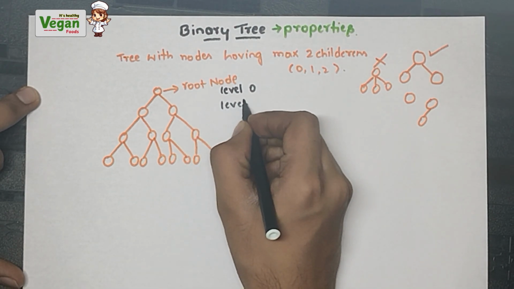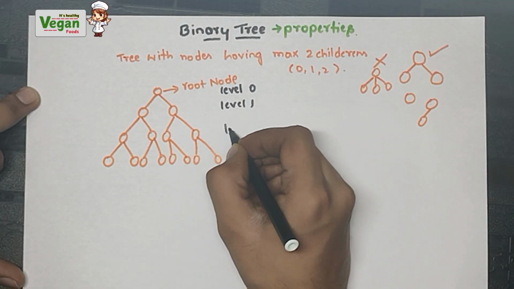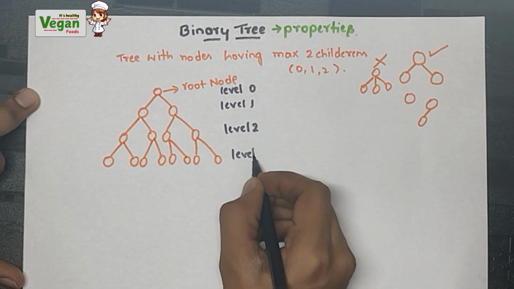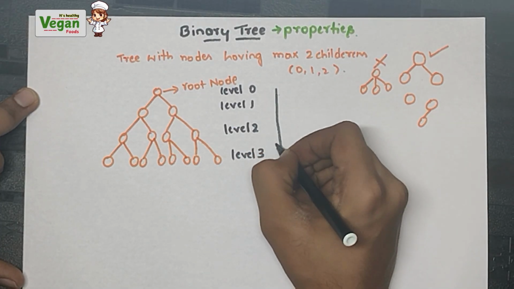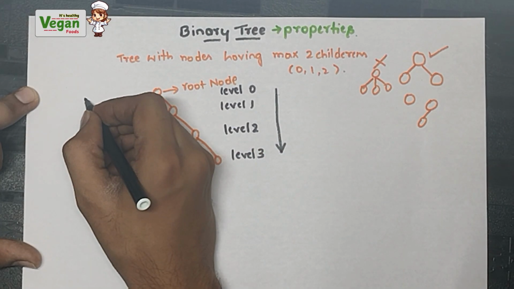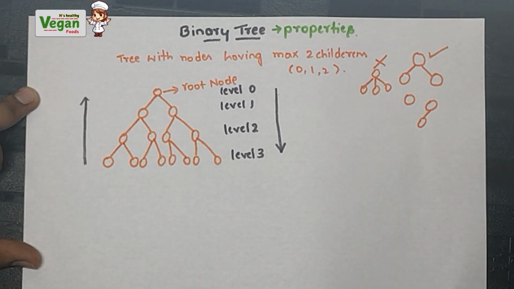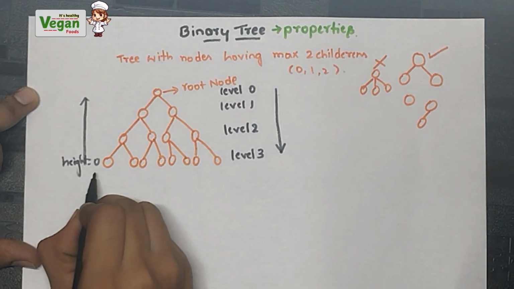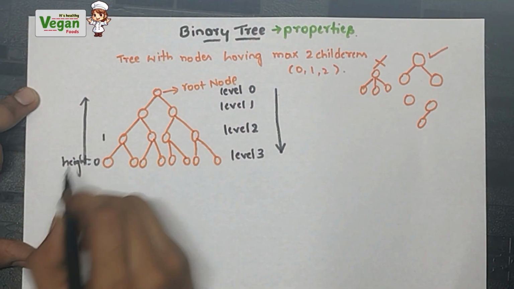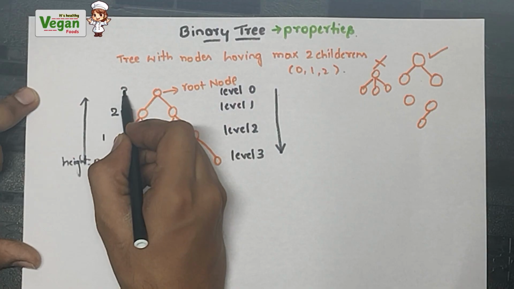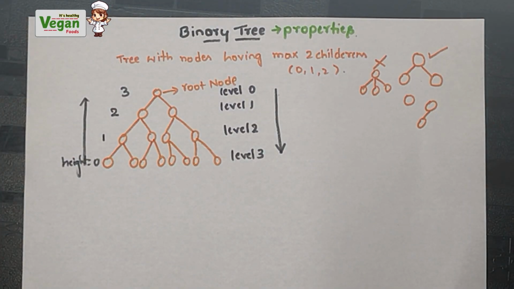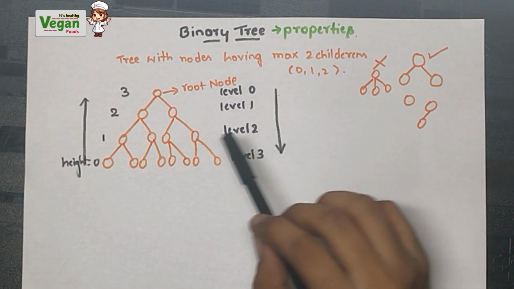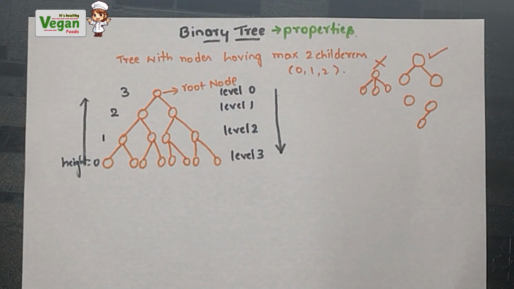Next, level 1. These all will be at level 2. These all will be at level 3. Like this, the level keeps on increasing. But the height increases the other way. That is, this is height 0. This is height 1. This is height 2. This is height 3. Therefore, you can say the level increases downwards and the height increases upwards.